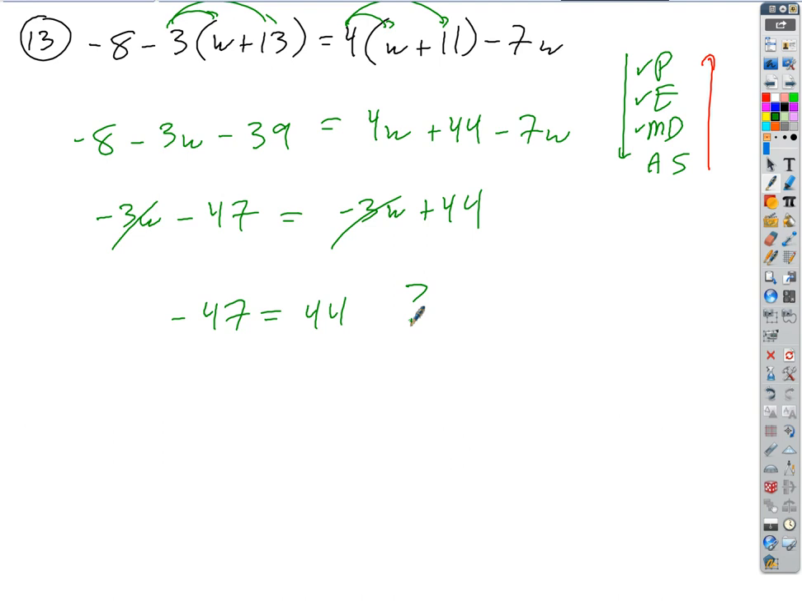How often is that statement true? Never. So there's no solution, right? There's never a value of the variable that's going to make this work. And so there's no solution to that one.